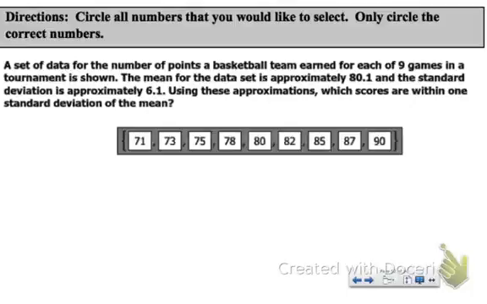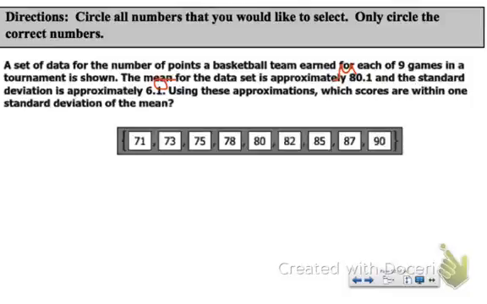Okay, very similar problem, only we're going to click on the numbers this time instead of counting how many. A set of data for the number of points a basketball team earned for each of 9 games in a tournament is shown. The mean for the data set is approximately 80.1, so again, there's my mu. The standard deviation is 6.1, there's my sigma. Using these approximations, which scores are within 1 standard deviation of the mean?